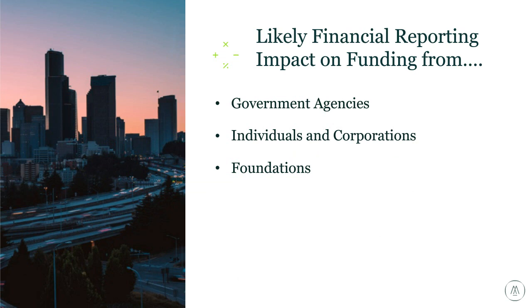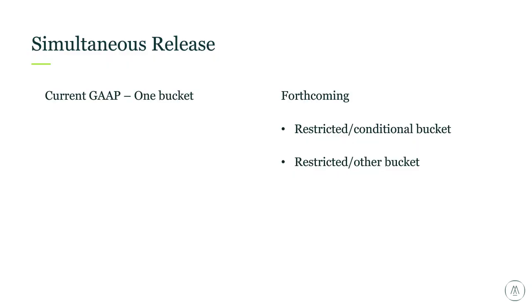It's likely there will be impact on funding that is received from government agencies, individuals, and corporations and foundations. The simultaneous release option allows a not-for-profit to recognize a restricted contribution directly in unrestricted net assets, or net assets without donor restrictions, if the restriction is met in the same period that the revenue is recognized. This election must be applied consistently to all restricted contributions and investment returns.